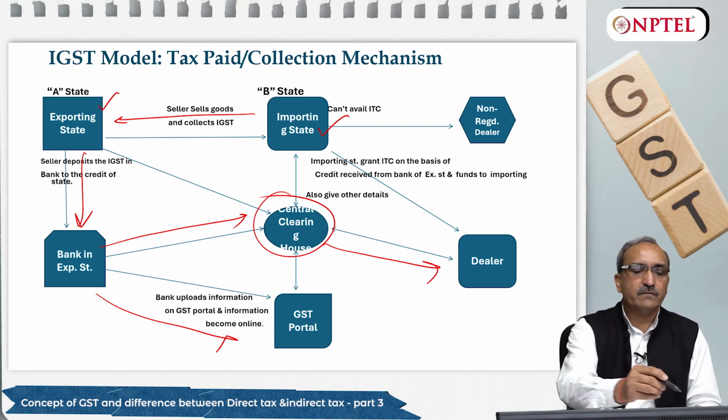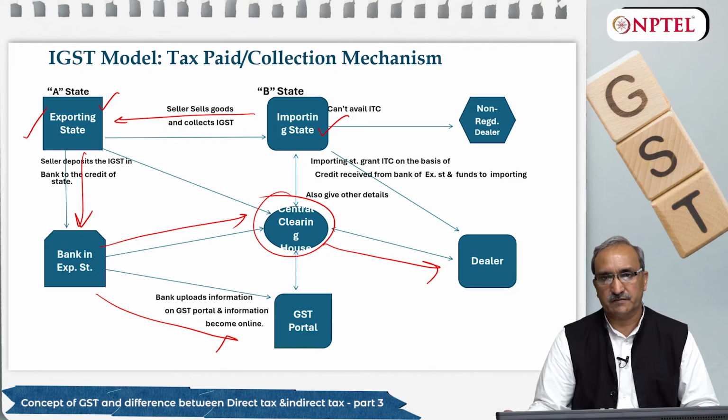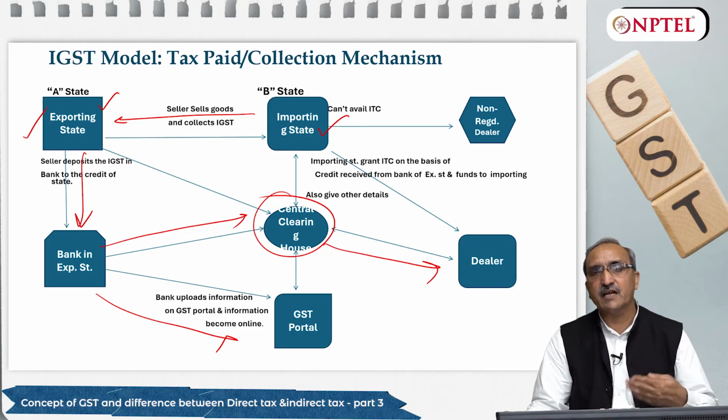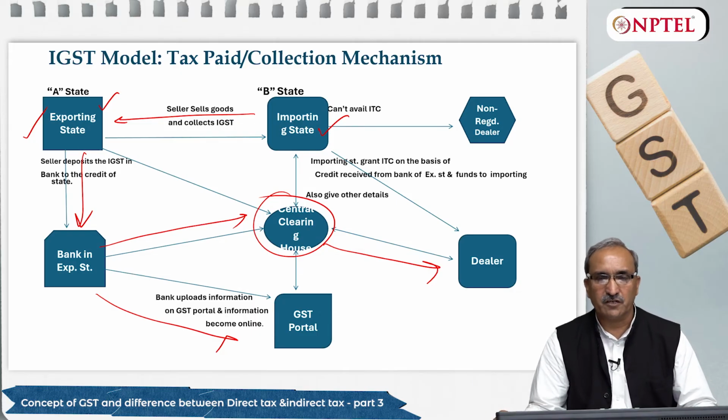The money will not remain with the supplier state, as I told you. It will go to the consumption state. So the states which have more consumption will have more revenue. This was the issue when GST was negotiated with the states. States like Bihar and Odisha were worried because they don't have much consumption as compared to Punjab, Maharashtra and all.